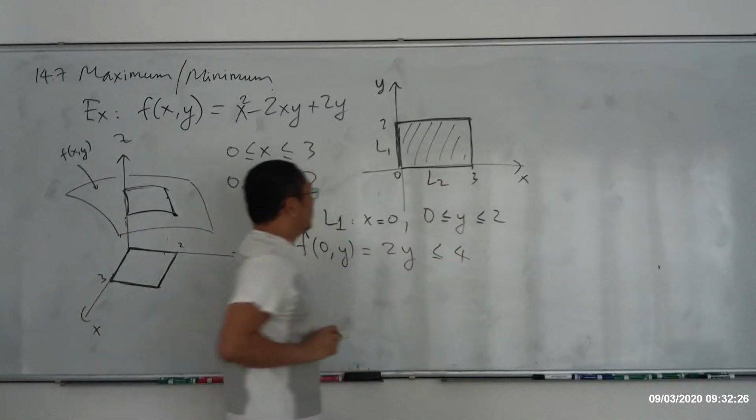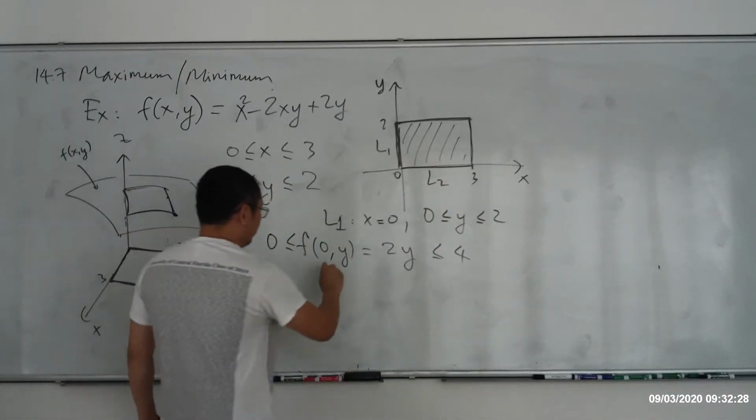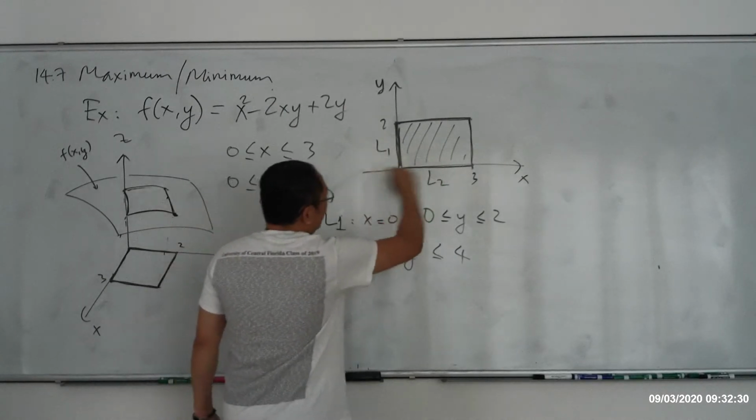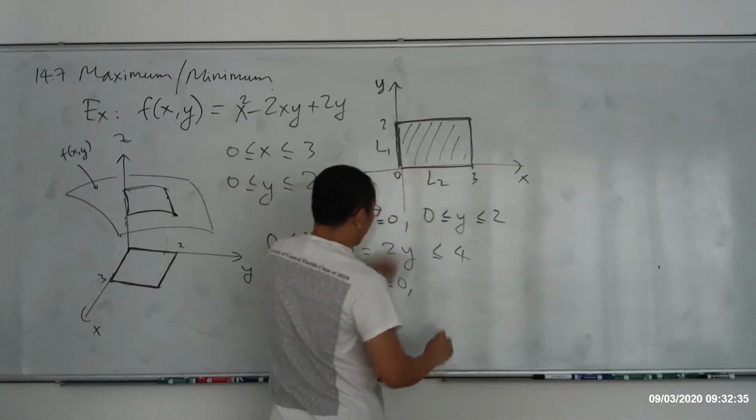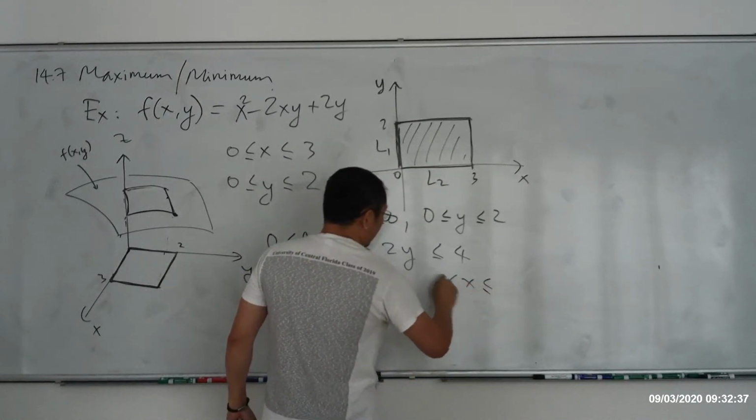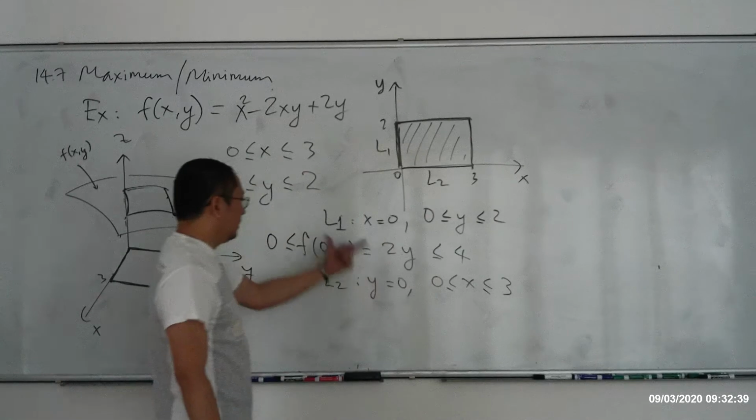So again, L2. L2 is what? This line is a horizontal line, so y equal to 0. And x has a restriction. X is from where to where? X is from 0 to 3. And do the same strategy.